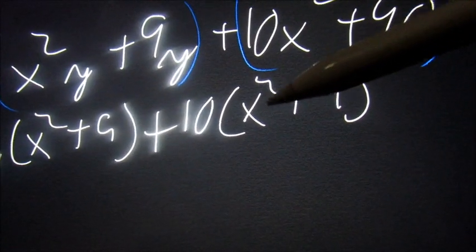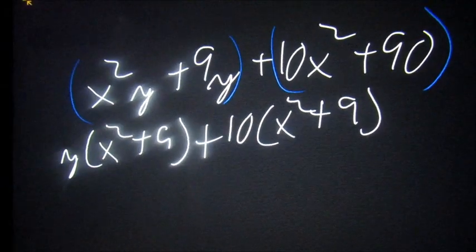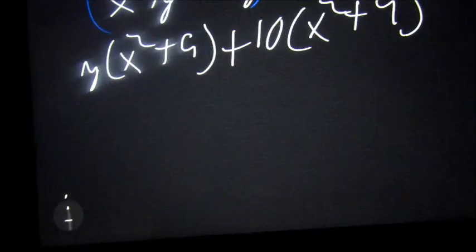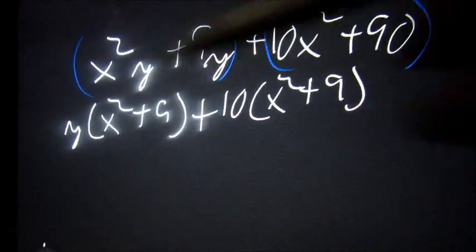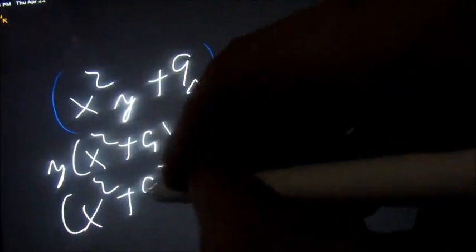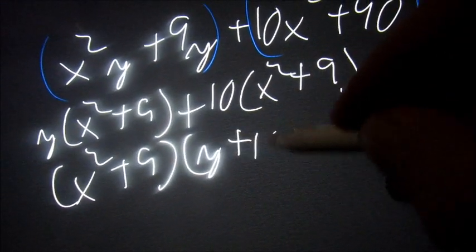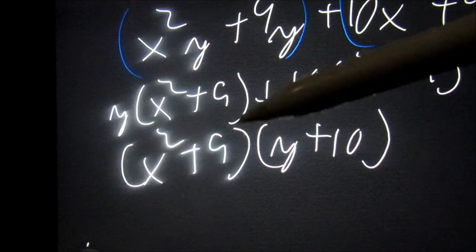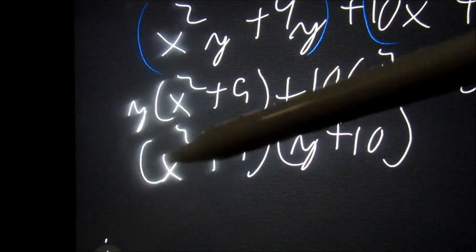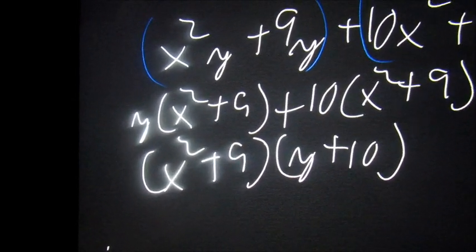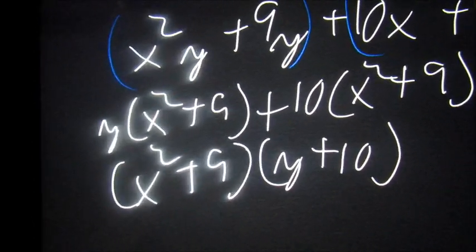Now, x squared is a perfect square, 9 is a perfect square, but there's a plus sign in here. So that means it's not a difference of 2 squares. But this was a factor by grouping. We see that we had x squared plus 9 in both of them, so we can factor that out, and we're left with a y and plus 10. So here our answer is going to be x squared plus 9, y plus 10. Don't go any further on this one. Even though these are both perfect squares, it's a plus sign in between here. If this was a minus sign, then we would have to go another step.